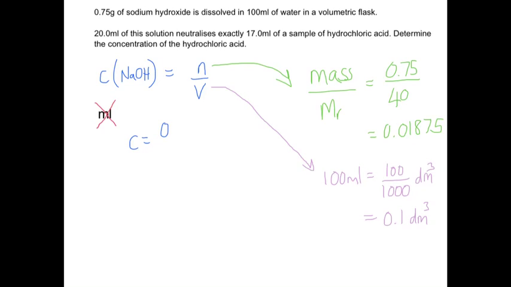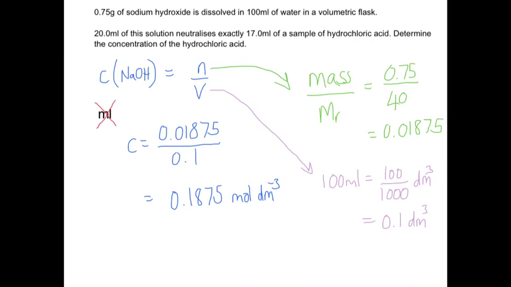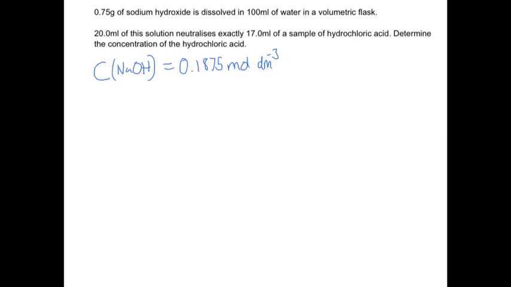So now we can plug both of those values into our equation. So the concentration of our sodium hydroxide is 0.01875 over 0.1. And that comes out as 0.1875 moles per litre. And you'll notice that we use -3 to represent per litre. So that's the concentration of our standard solution of sodium hydroxide.